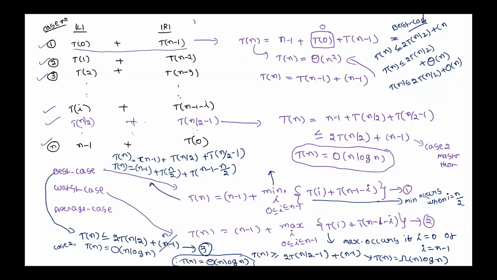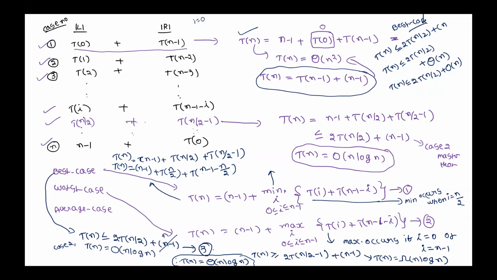It is in front of us here itself. That is n minus 1 plus T of n minus 1. Both are the same. So what is the worst case running time of Quicksort? Big O of n square, theta of n square, big omega of n square, all are correct. Order of growth is n square. Best case order of growth is n log n. Worst case it is n square.